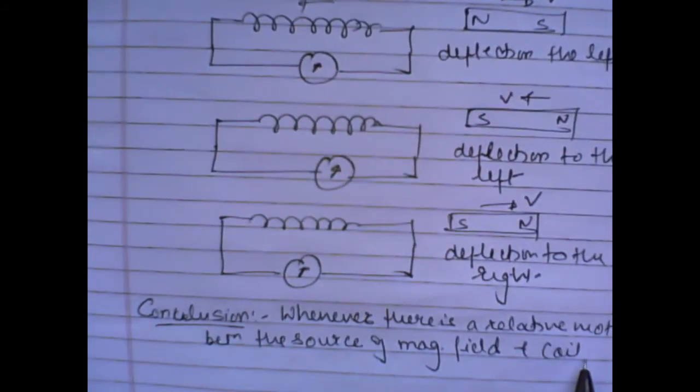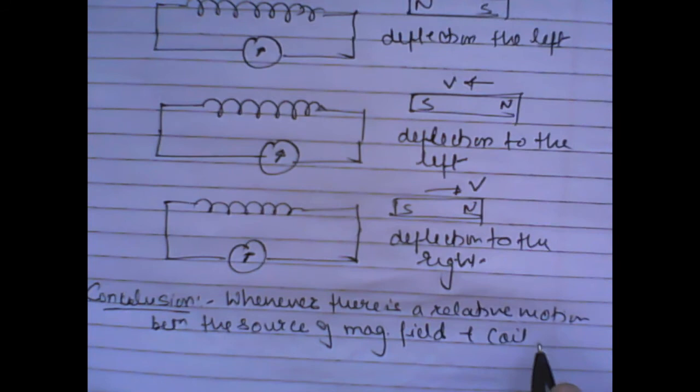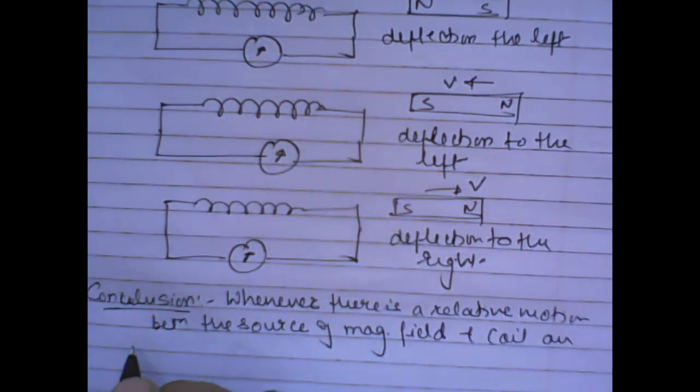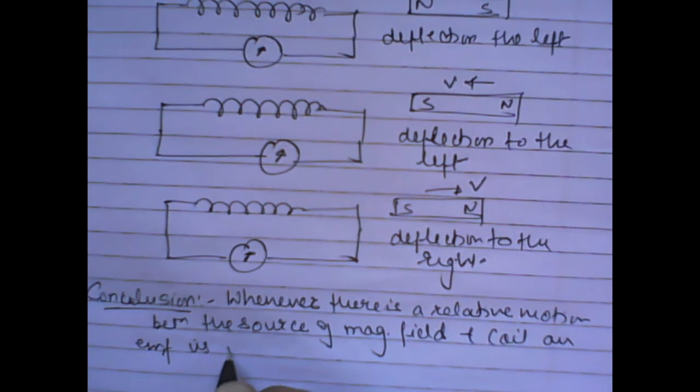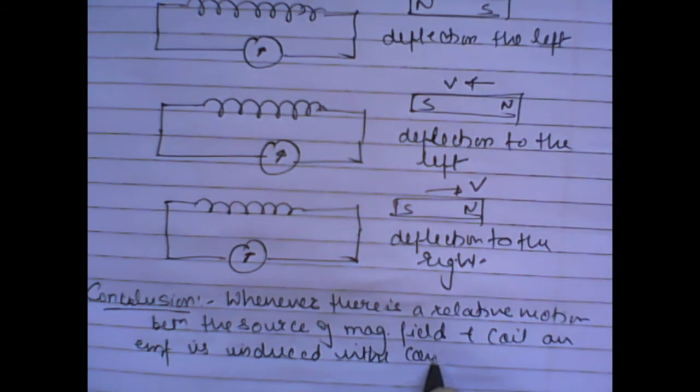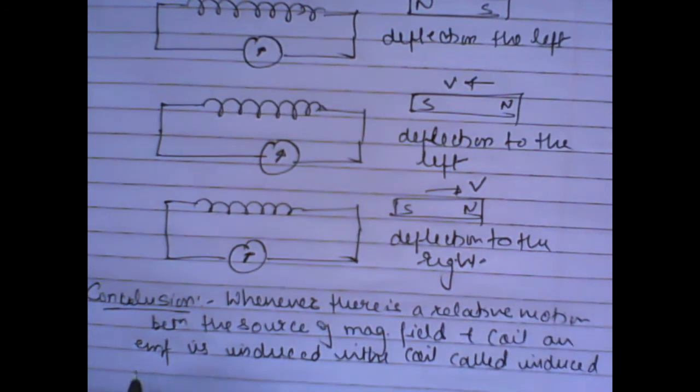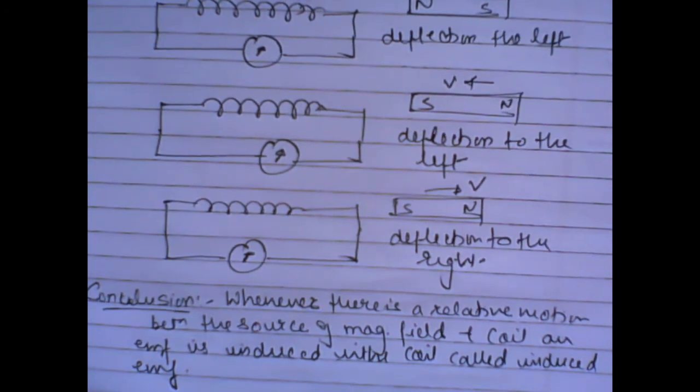So whenever there is a relative motion between the source of the magnetic field and coil, an EMF is induced in the coil, called induced EMF. So when the magnet and the coil move towards each other, then the flux linked with the coil increases and the EMF is induced. And when the magnet and coil move away from each other, the magnetic flux linked with the coil decreases and again an EMF is induced. So this EMF lasts so long as the flux is changing.